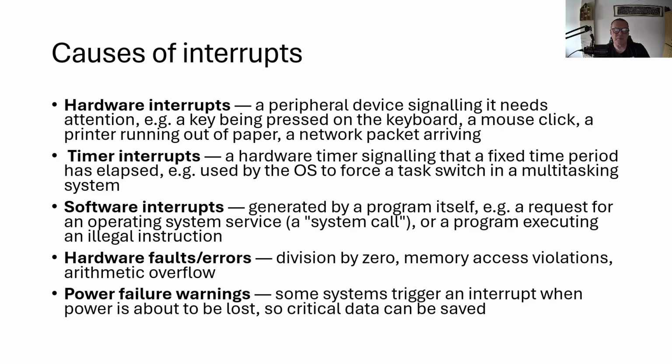You can get interrupts through hardware faults and errors. So if something goes wrong, if something's broken, or you've got a fault, or you've done a software error like division by zero, then you can raise an interrupt to handle it. The idea is you want to handle it in a safe and sensible way, rather than just let it all go wrong. Power failure: some systems trigger an interrupt when power is running very low, so it can quickly try and save critical data before the power completely runs out.